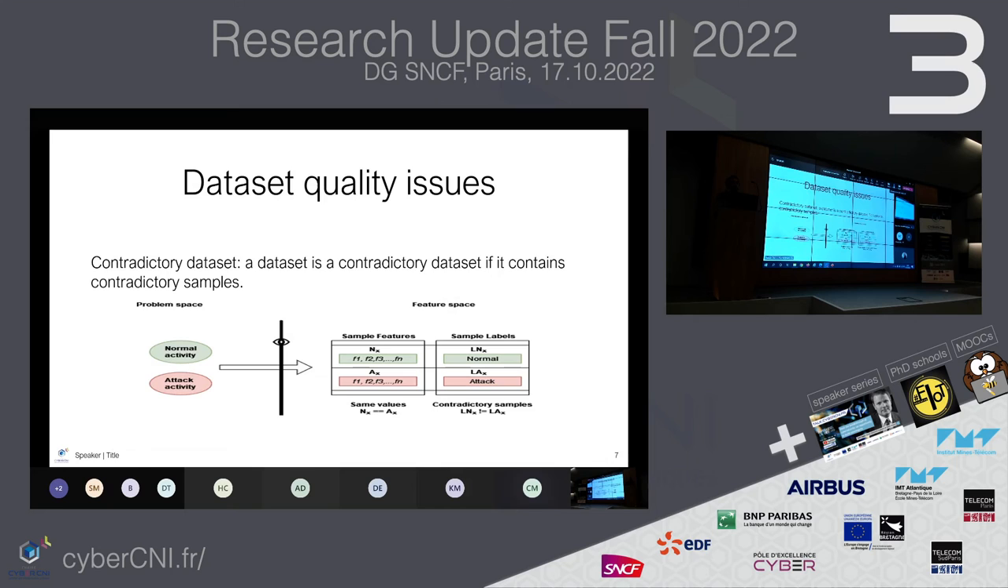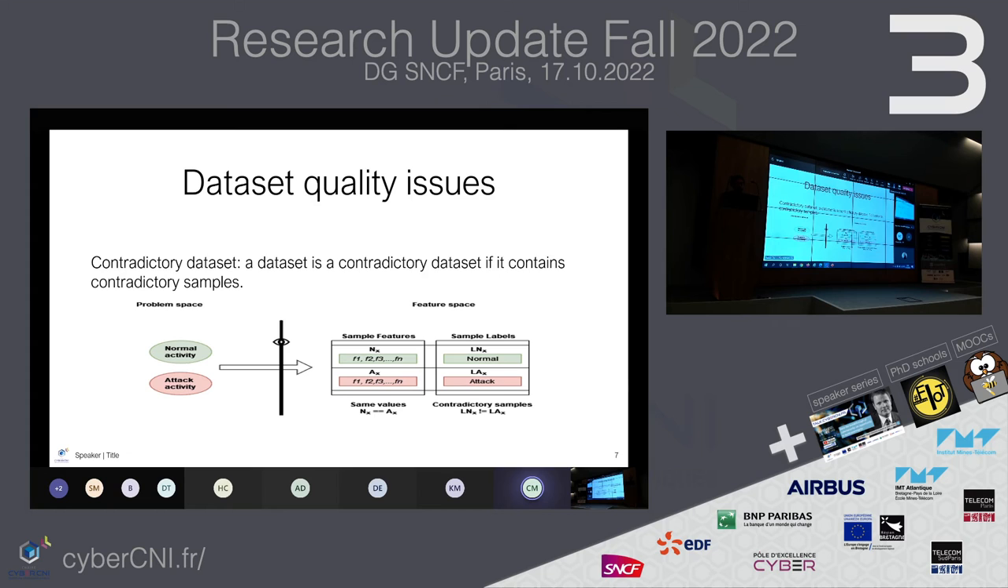So how is this related to the data quality issue? Whatever the neighborhood we have, we need to understand how this could affect data set quality. There's a very well-known issue in data sets across the machine learning domain, called the contradictory data set. If you move from problem space to feature space, and the features of two different activities have the same value but different labels, we call this a contradictory sample. And if we have contradictory samples, we have a contradictory data set.